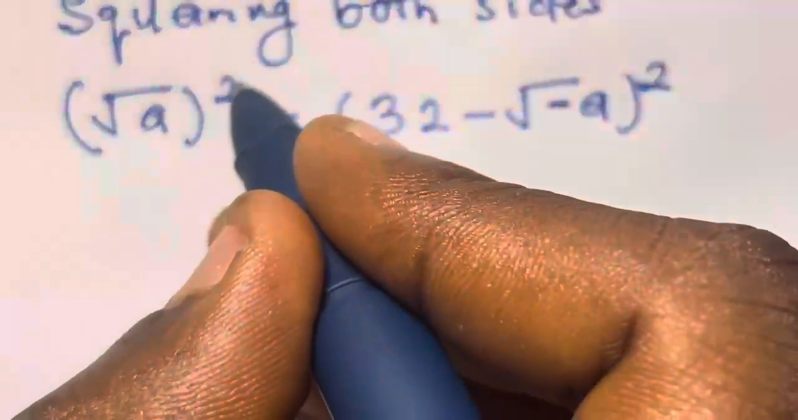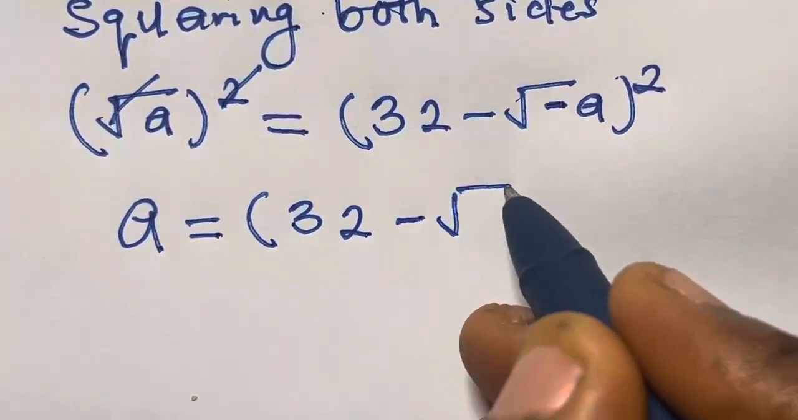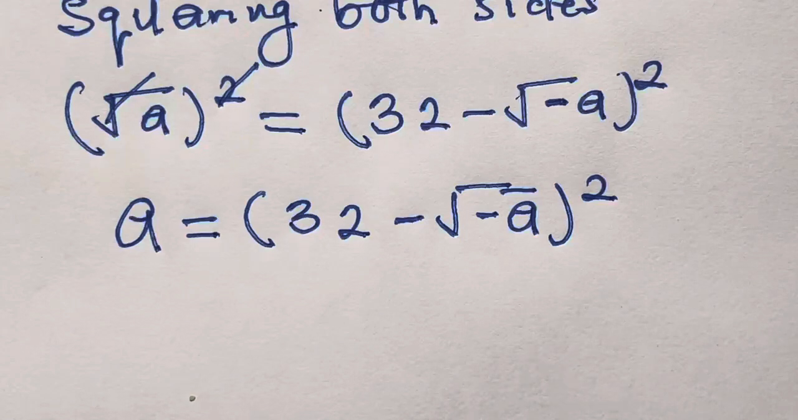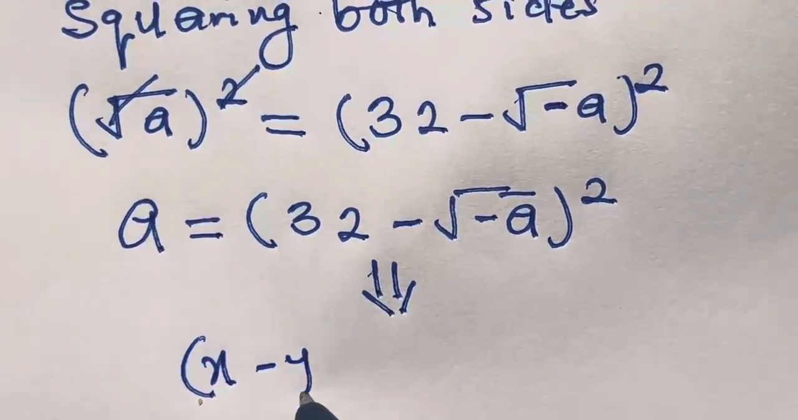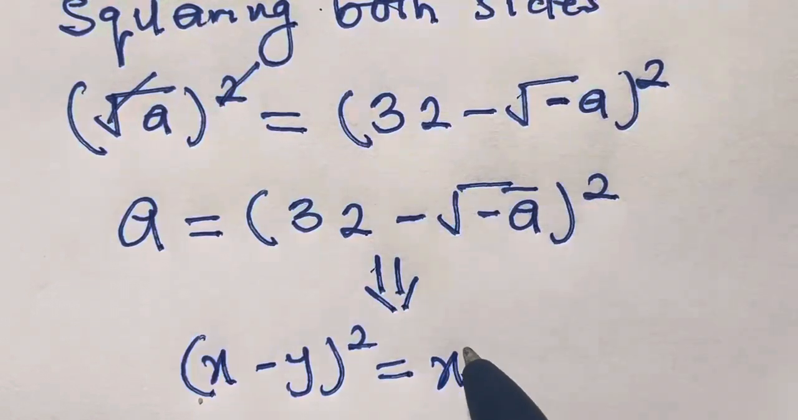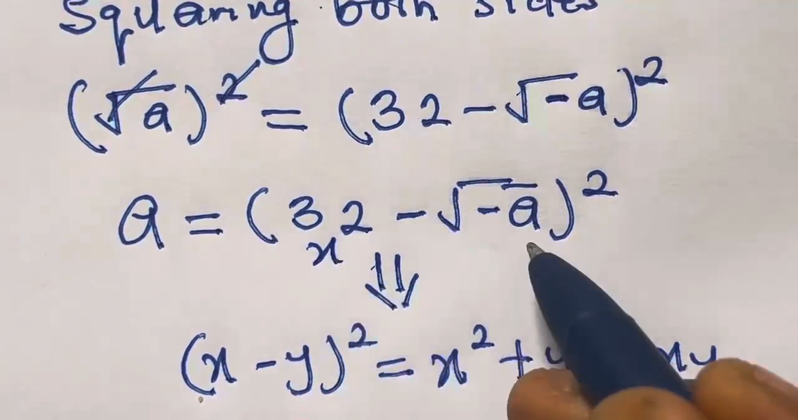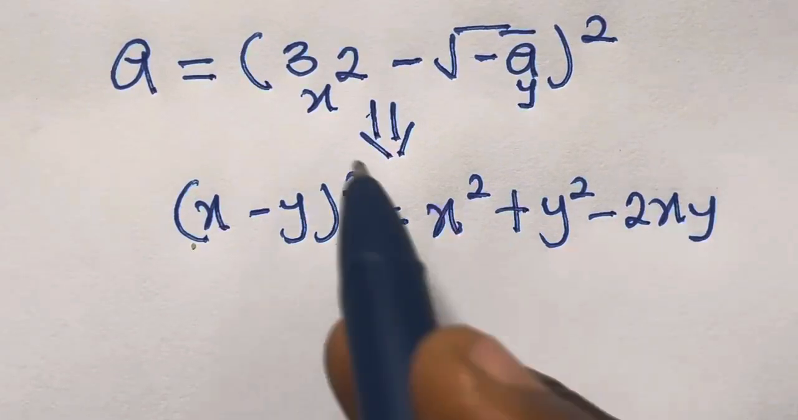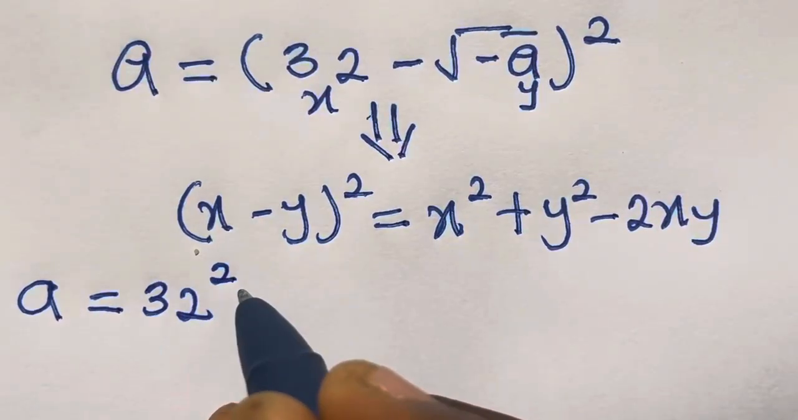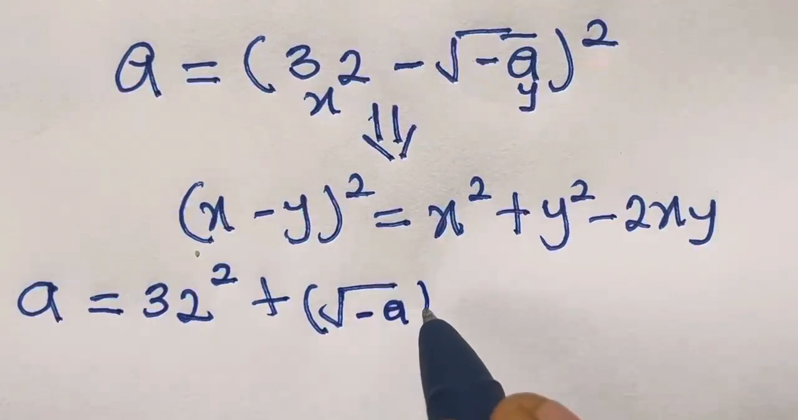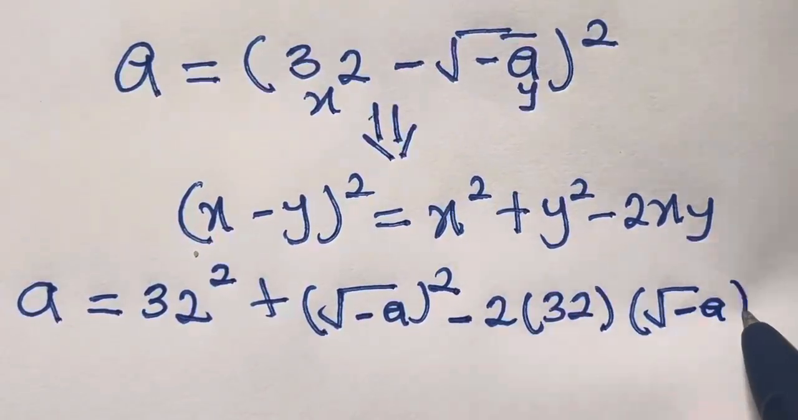From here, you see that this cancels this. So we have a equals 32 minus square root of minus a, squared. Let's remember that this is the same as having x minus y squared, which equals x squared plus y squared minus 2xy. Let's say this one is x and this one is y. If you apply this, we will have a equals 32 squared plus square root of minus a squared, minus 2 times 32 times square root of minus a.